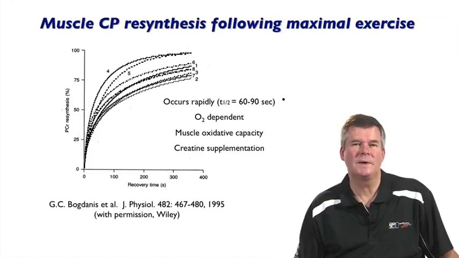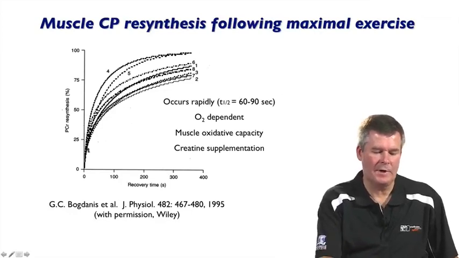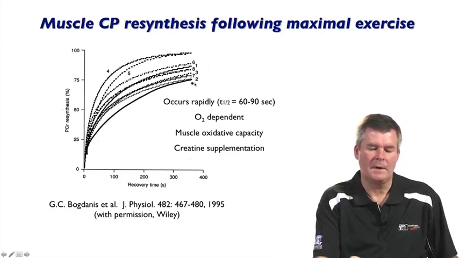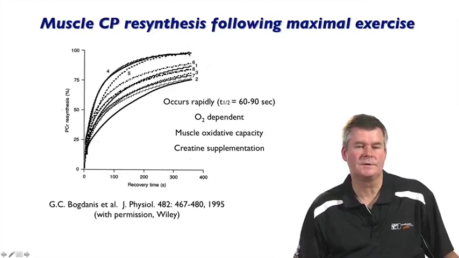It's dependent on the muscle oxidative capacity, and the resynthesis of creatine phosphate is often used as a marker of oxidative capacity. In this study, you can see a modelling of the rates of creatine phosphate resynthesis, and here a relatively slow resynthesis, and in these subjects a faster resynthesis. And the differences there are largely due to differences in the oxidative capacity. The higher the muscle oxidative capacity, the faster the resynthesis of creatine phosphate.